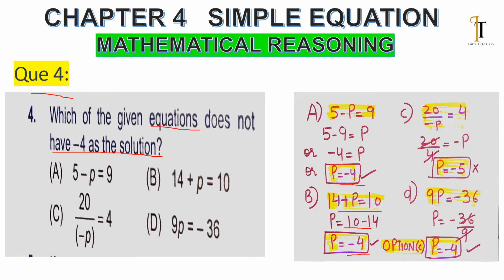Again it's a solution. C: 20 divided by minus p is equal to 4, and here we got p is equal to minus 5, meaning minus 4 is not a solution of this given equation. Let's check D as well. 9p is equal to minus 36, and here p is equal to minus 4. So according to the question, our correct option will be C.